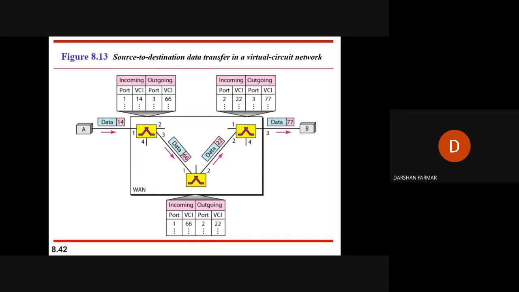Now we will see the source to destination transmission. How is it done? It is done in three phases. The first one is known as the data transfer phase.